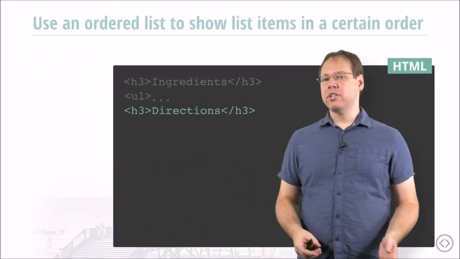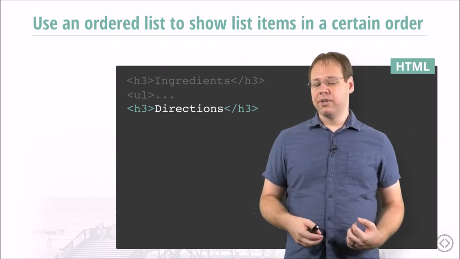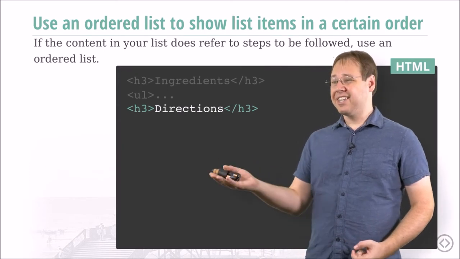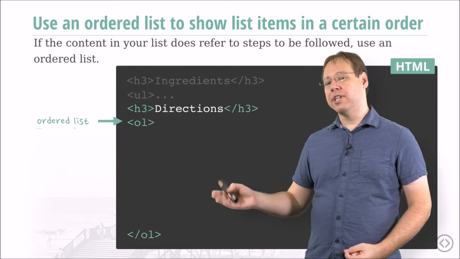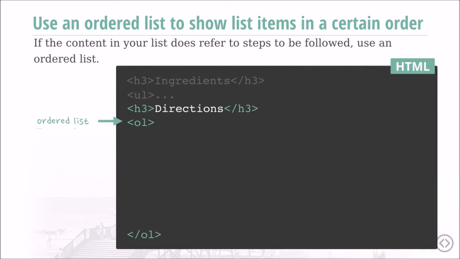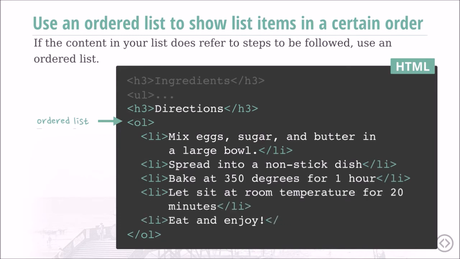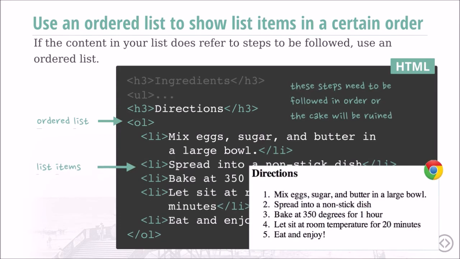Our list of ingredients was an unordered list because it didn't need to appear in any specific order. But if you do need items to appear in a specific order, like in the case of directions for making this cake, you can use an ordered list tag. Ordered lists work just like unordered lists, but the tag name is OL instead of UL. Here's what that list looks like in the browser. Ordered lists will naturally number each one of the list items because they need to be followed in a certain order.